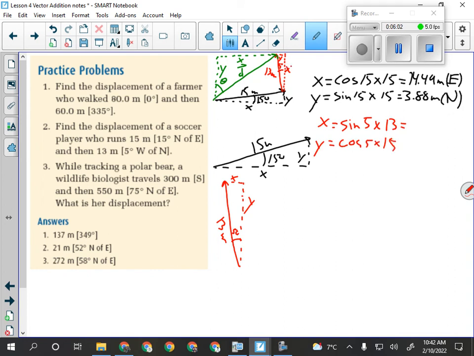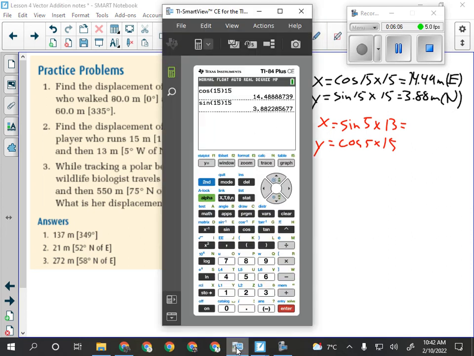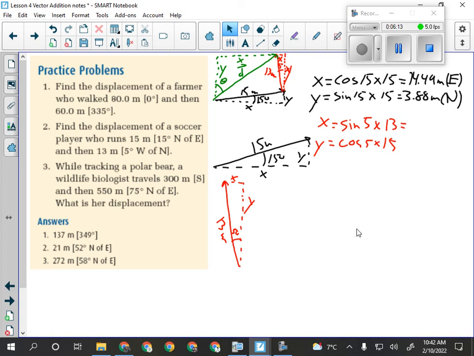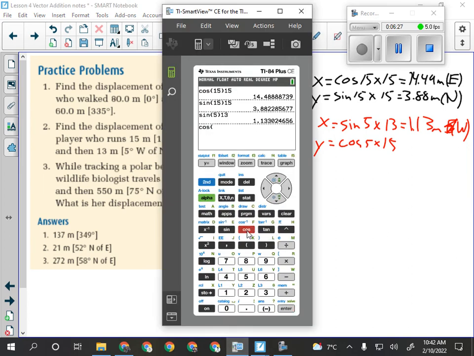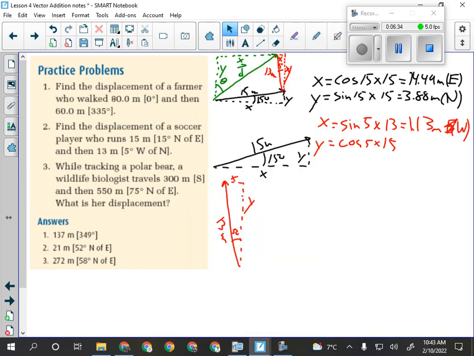It's because I did this wrong. That's why. That's x. It's so small I can't even read my own writing. Okay. Sine of 5 times 13 is 1.13. And that is east. Sorry, that's west. West. Okay, and then cos of 15, cos of 5 times 13, 12.95.